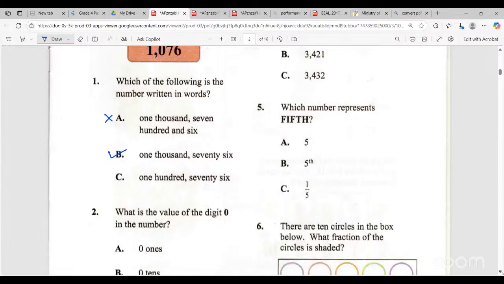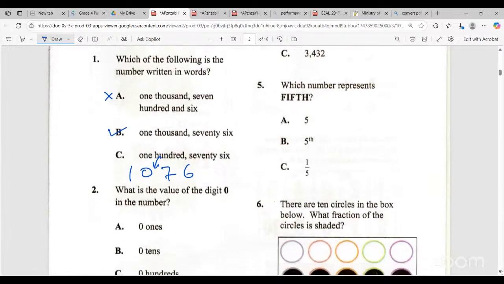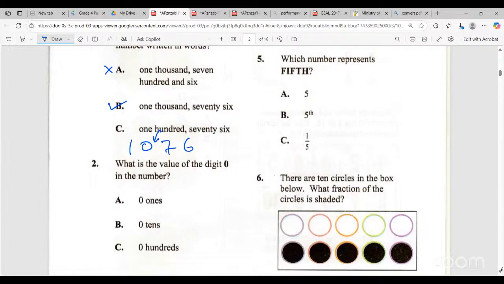What is the value of the digit 0 in the number? All right. So the number is 1076. It's in the hundreds place. Right. So let's go. So it says 0 ones, 0 tens, or 0 hundreds. So this one would be 0 hundreds.